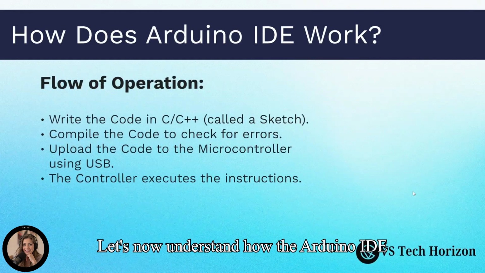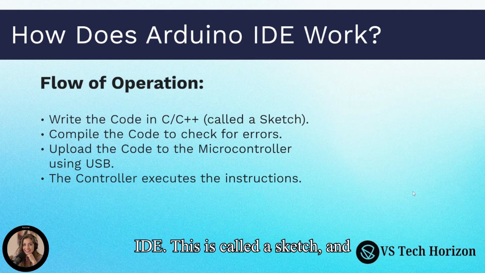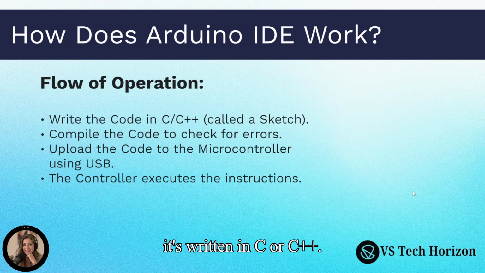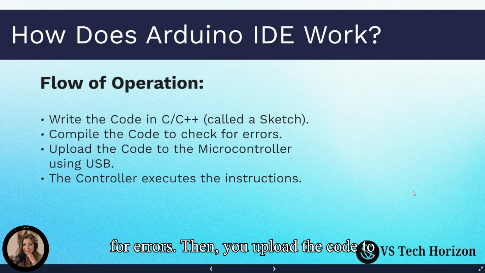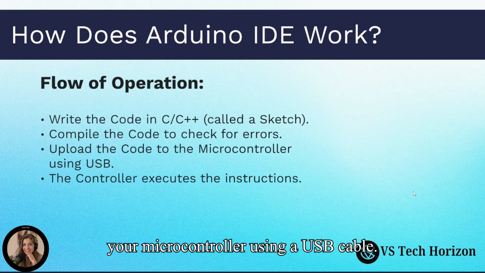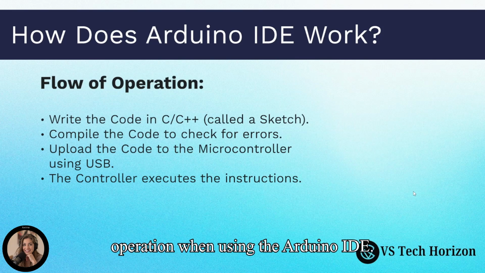Let's now understand how the Arduino IDE works. First, you write your code in the IDE. This is called a sketch, and it's written in C or C++. Next, the IDE compiles the code to check for errors. Then, you upload the code to your microcontroller using a USB cable. Finally, the controller executes the instructions and controls the connected devices. This is the basic flow of operation when using the Arduino IDE.